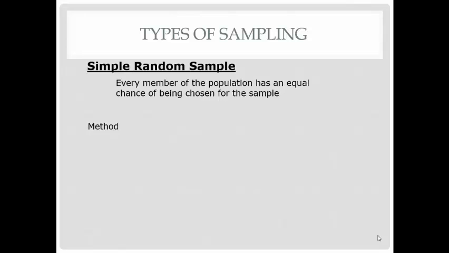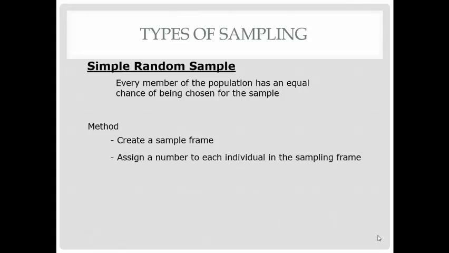So the first one right off the bat is a simple random sample, and that's where every member of the population has an equal chance of being chosen. Basically, you look at what you are interested in studying or finding out about. We're going to create the sampling frame, and each individual, whether it's a person, a plant, an animal, will be numbered in that sampling frame. So say we're talking maybe about Cardinal Gibbons High School. We'd number every student in the school, and then we'd use some kind of random number generator to select people.